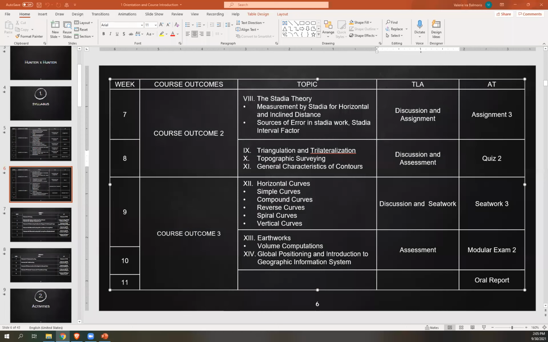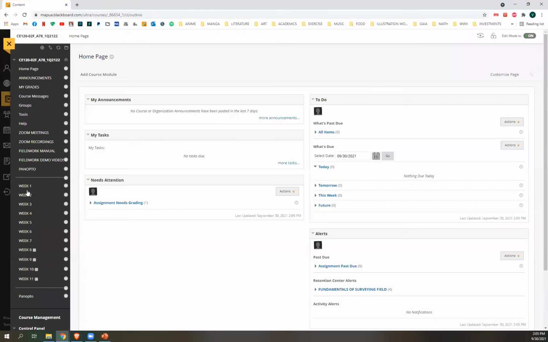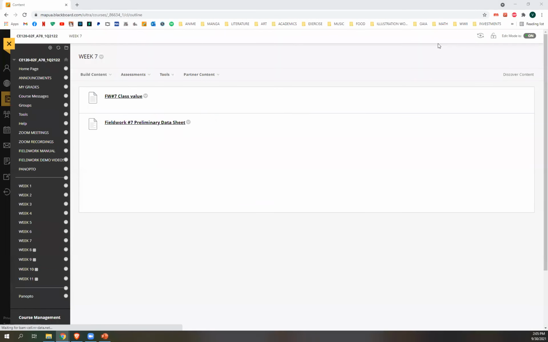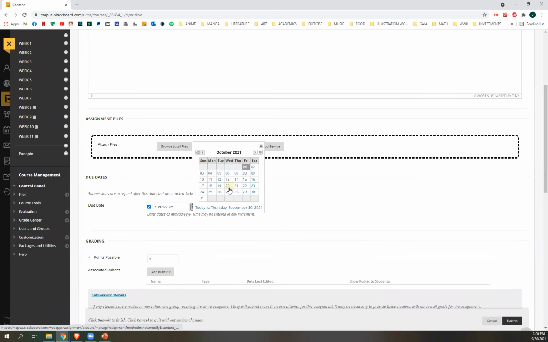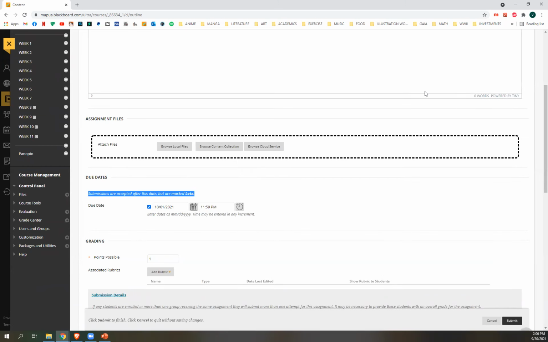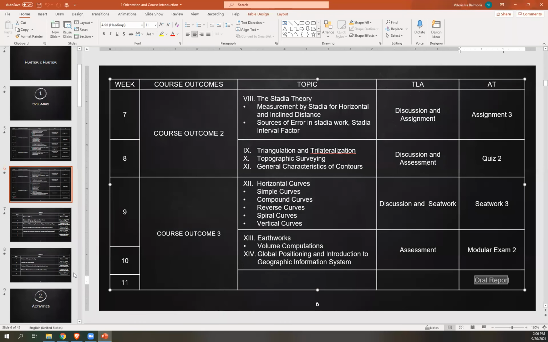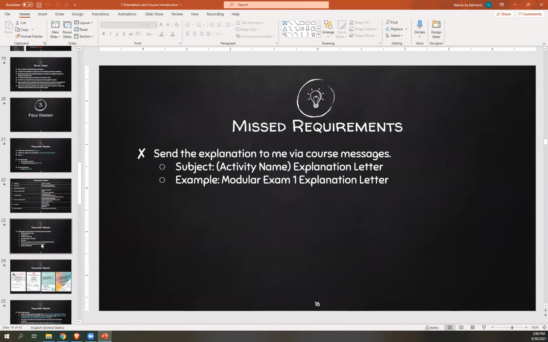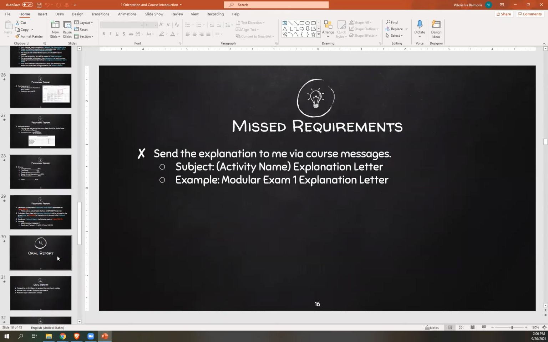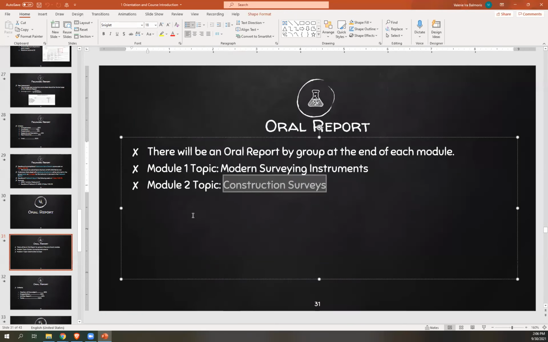Let me double check. Yep. The deadline for the preliminary data sheet, I believe, is tomorrow, 11:59 p.m. Group report, the topics per group. Oh, there's no per group topics. Everyone has the same topic. It's construction surveys.